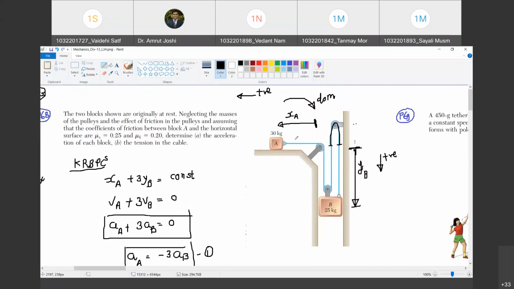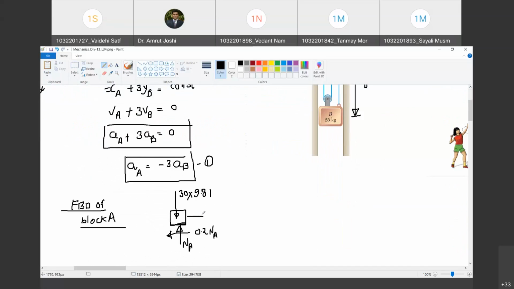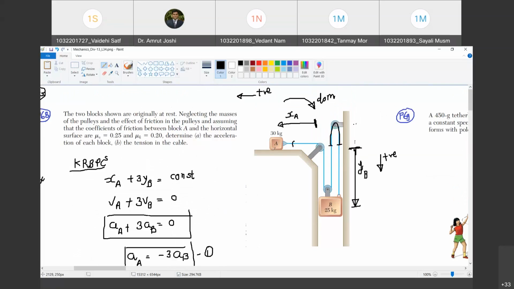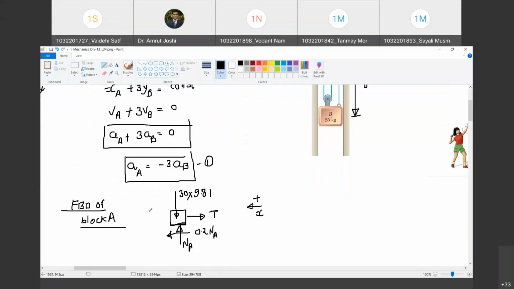And then this cable is also external to the block, so I should be showing the tension in the cable as well. It is going to be T. Mind you, the positive x direction in our case is left. And I have to show the acceleration of block A as well. I will assume that the acceleration of block A is in the positive x direction as usual, and I will call it AX.